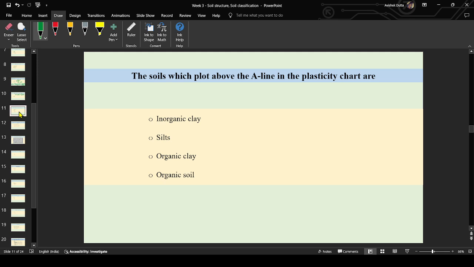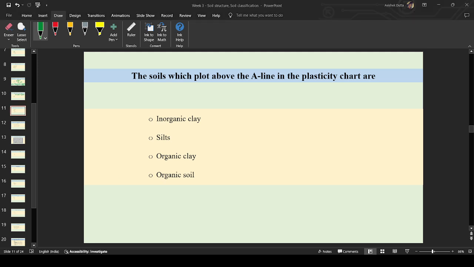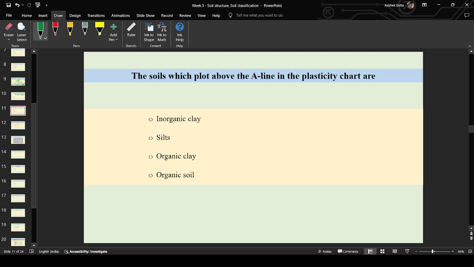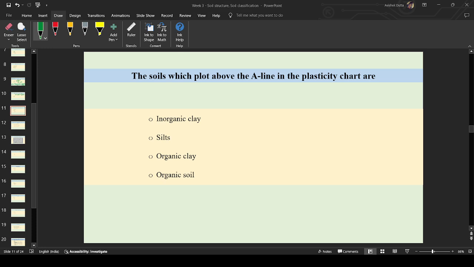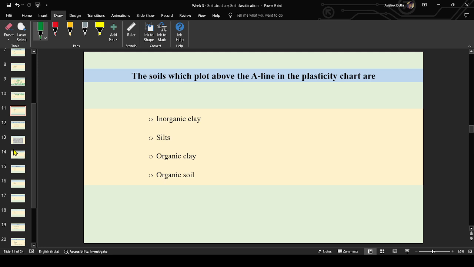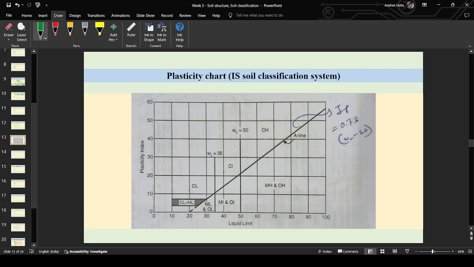Okay. Next question. The soils which plot above the A line in the plasticity chart are. What is the answer? Okay, let's see the graph. Plotting above the A line. This is the A line. Above the A line, what do we have? C, it is clay.